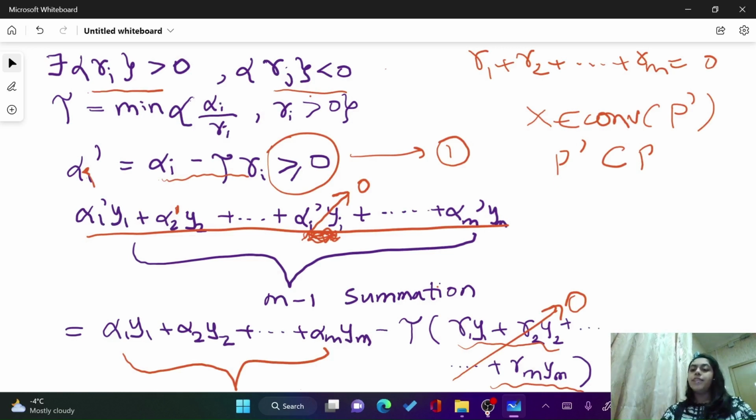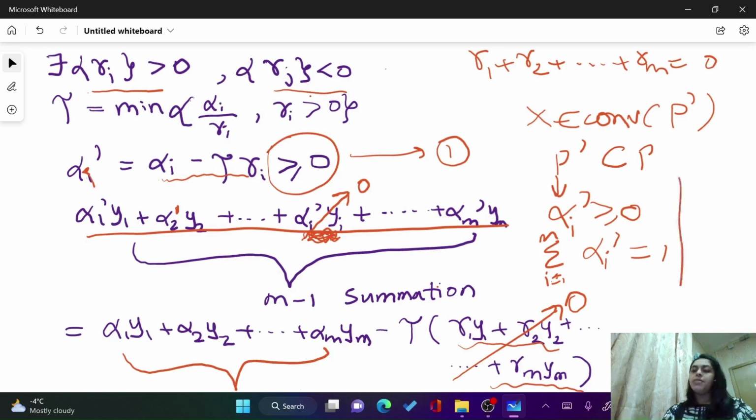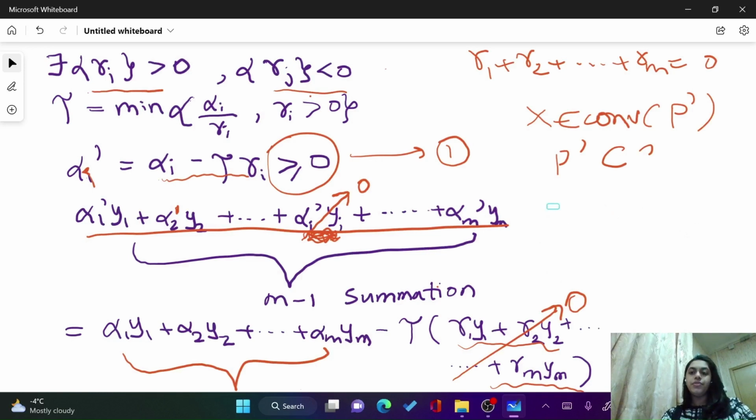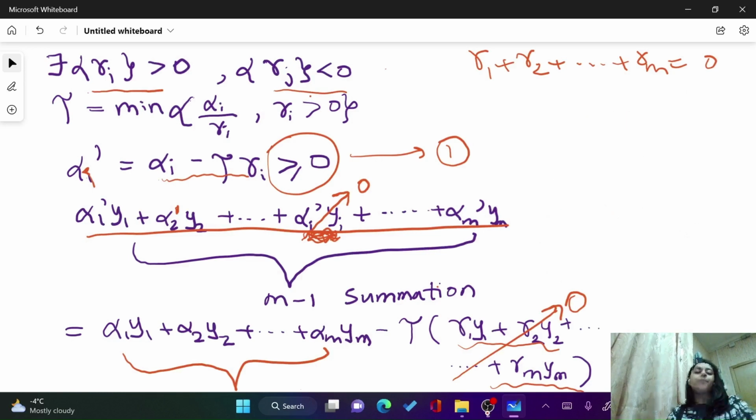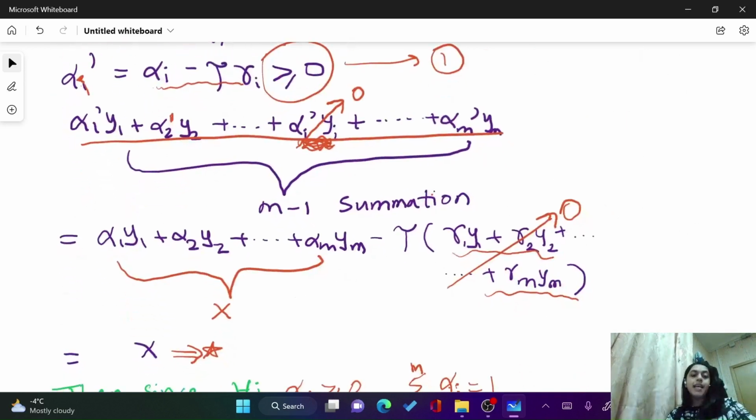So now we have established that for P dash, we have alpha I dash greater than or equal to 0. We also need to prove that the summation of alpha I dash, from I equals 1 till n, is equal to 1. And we also need to prove that this x is equal to some summation, a convex combination, right? These are the things that we need to prove. So let's try to analyze this sum.